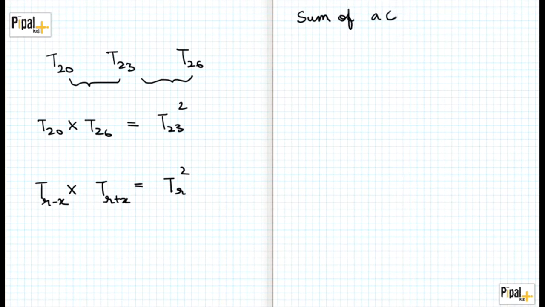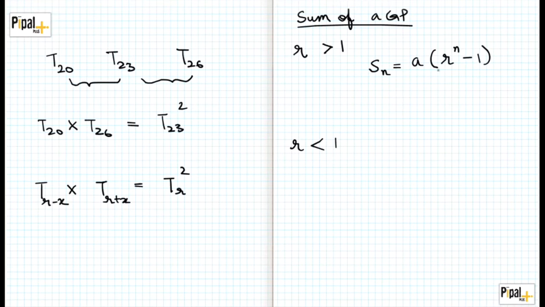Sum of a GP. Now the question about the sum of a GP is split into two parts: when R, which is the common ratio, is greater than 1, and when R is less than 1. In case R is greater than 1, the sum of n terms of a geometric progression is given by A, the first term, into R to the power n minus 1, divided by R minus 1.